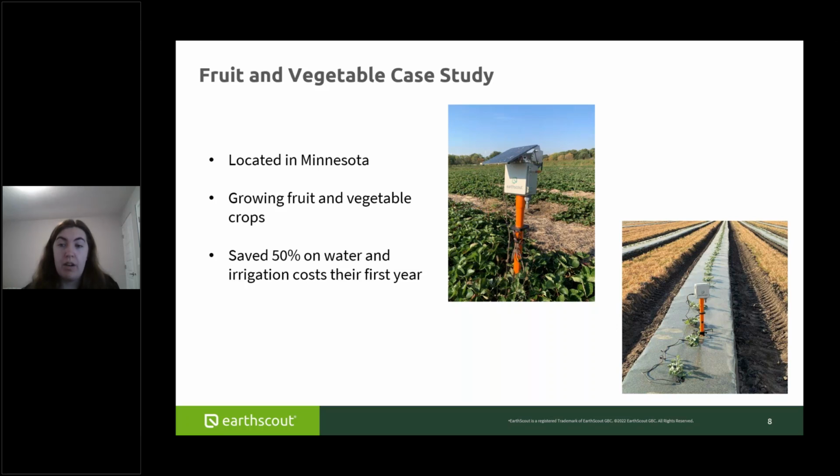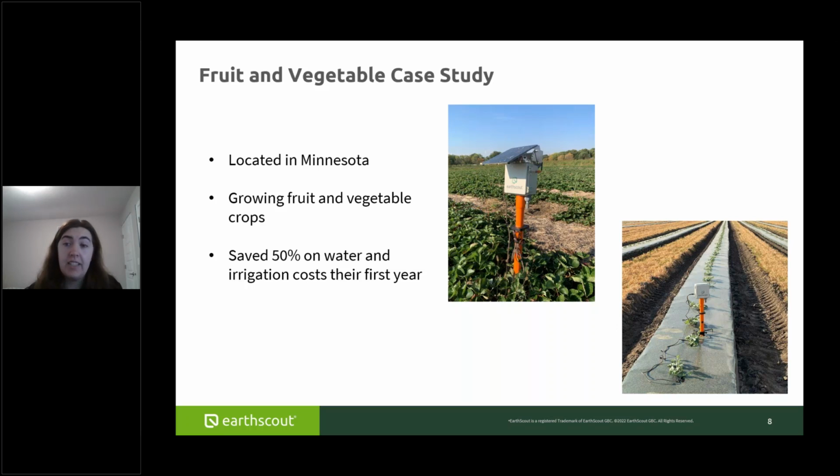One unit was used to monitor moisture conditions when they are watered using the same practices that they always had. And the other EarthScout was used to monitor soil moisture conditions, and they would change their watering based on the data coming from the EarthScout unit. They also had some notifications set up within the EarthScout app that would notify them every time their moisture levels fell below the parameters that they had set. So then they were able to take action in real time, either go out and turn on irrigation or shut off the irrigation. And in their first year with EarthScout, they were able to save 50% on water and irrigation costs on their farm.